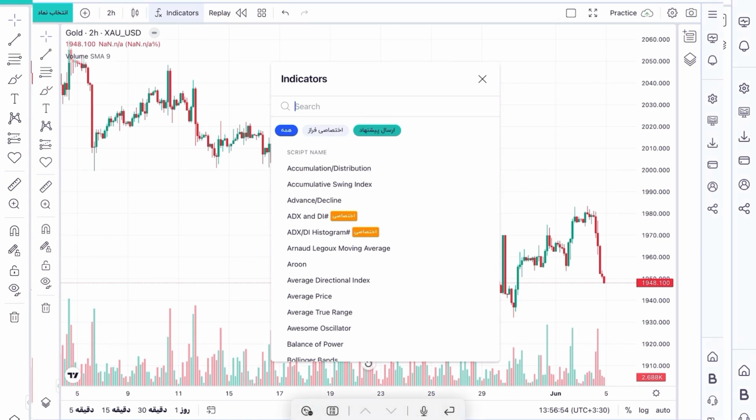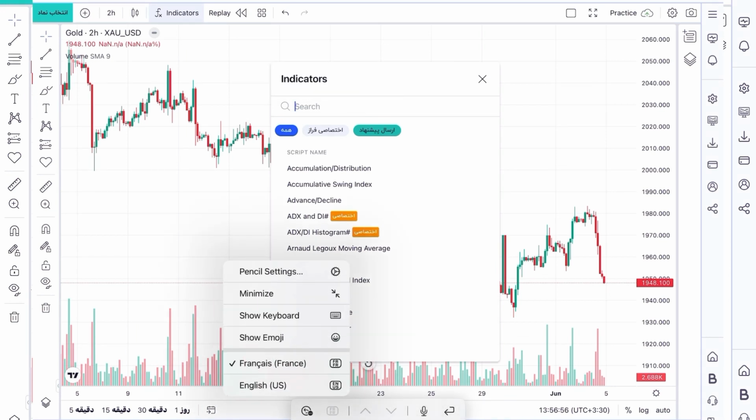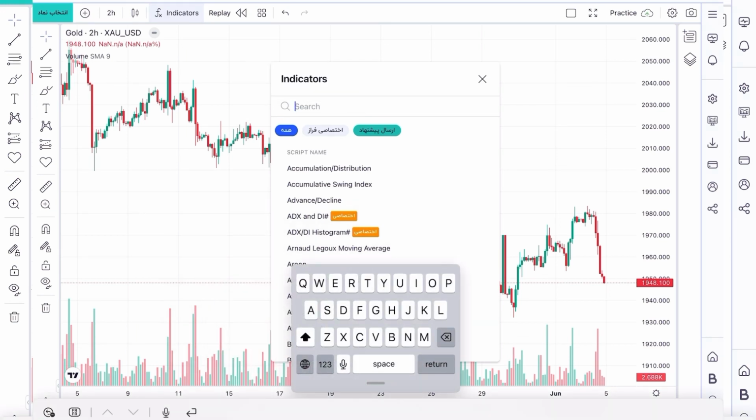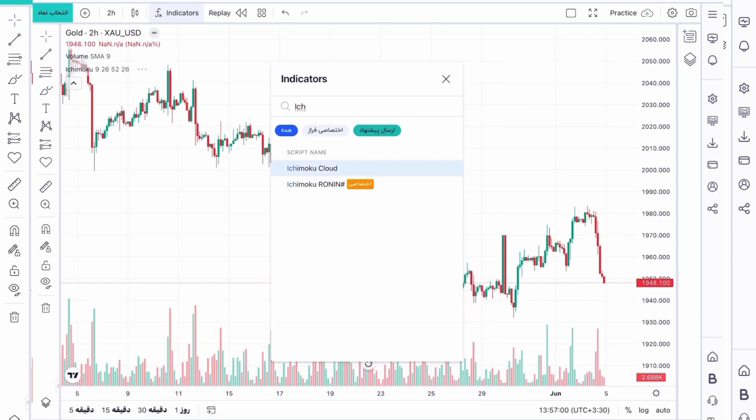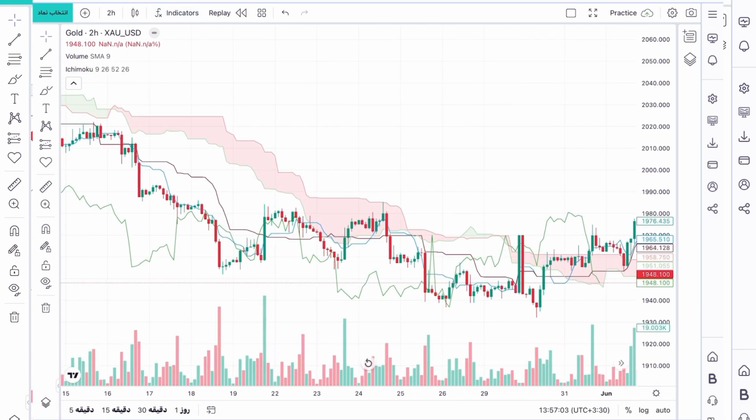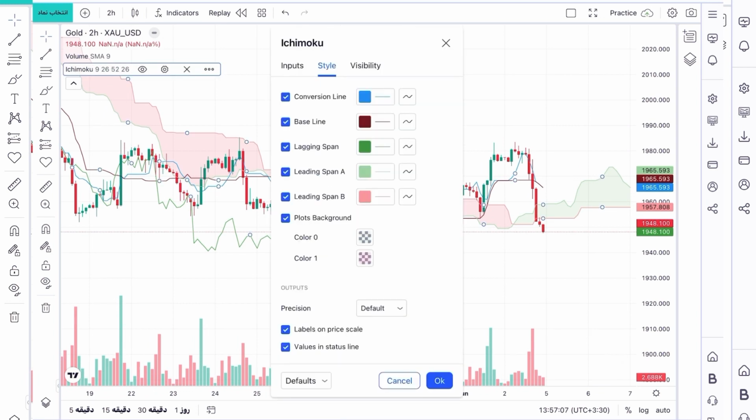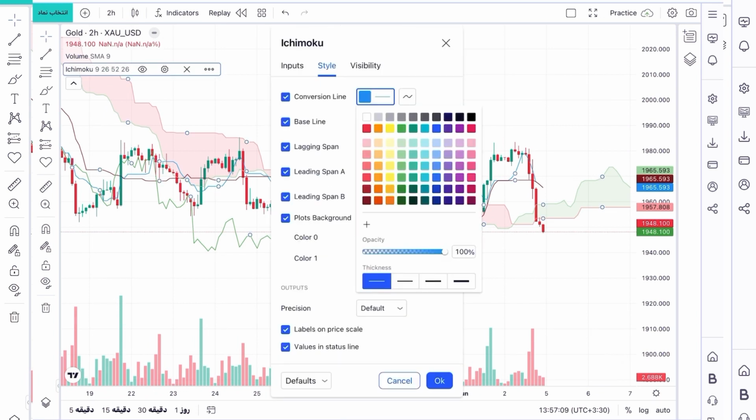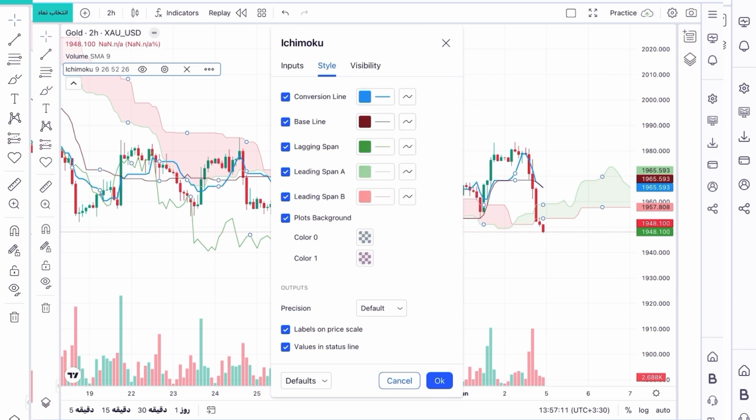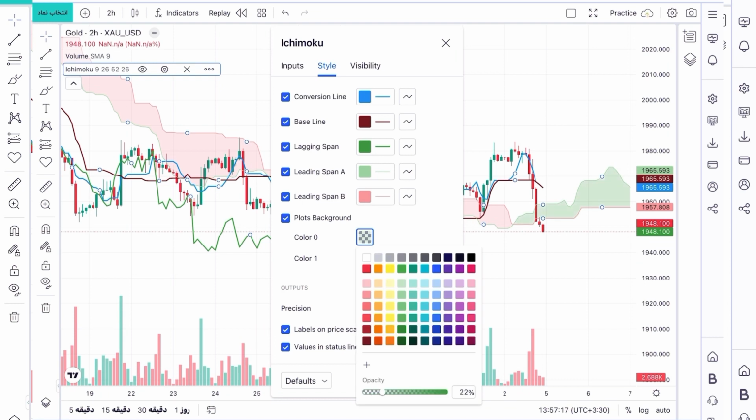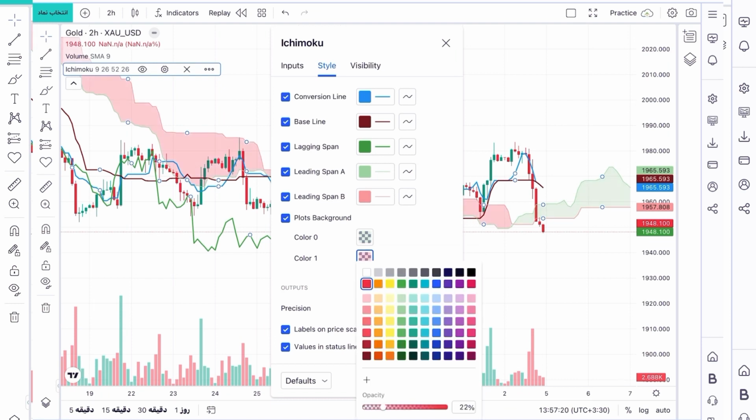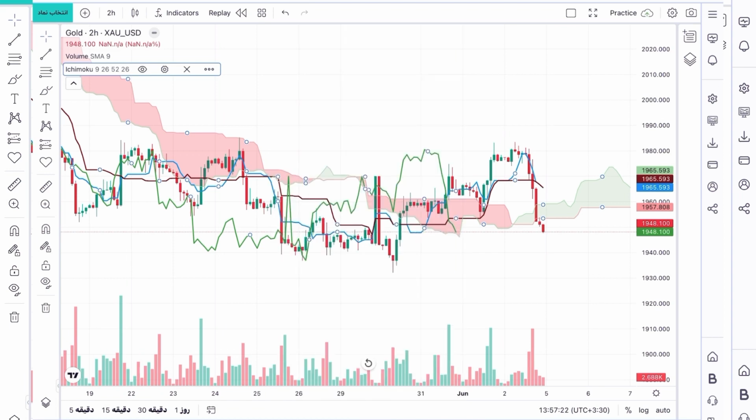Okay, now I am going to choose this indicator, apply it, the Ichimoku cloud, and I'm going to first do this, modify, for it to be seen a little bit clearer.